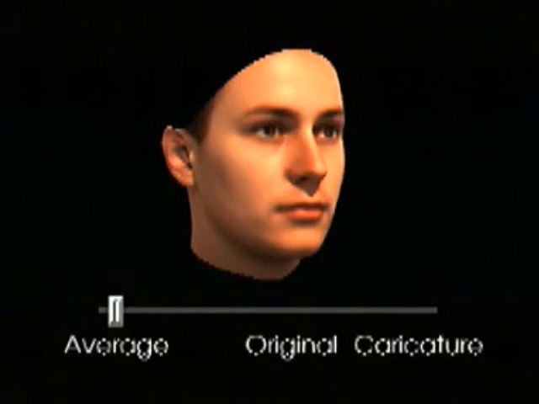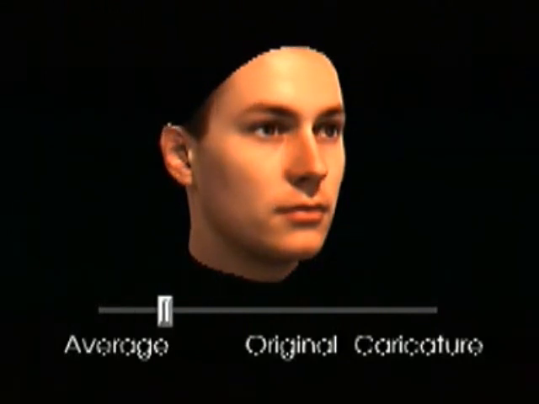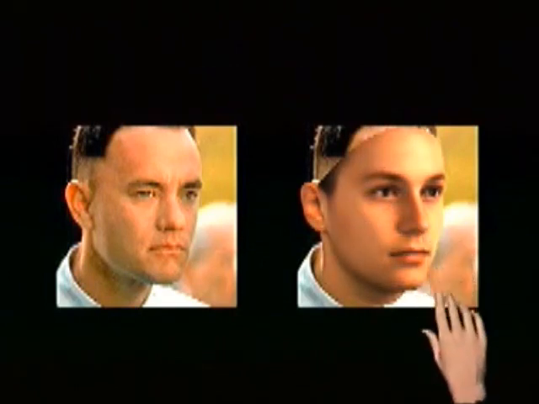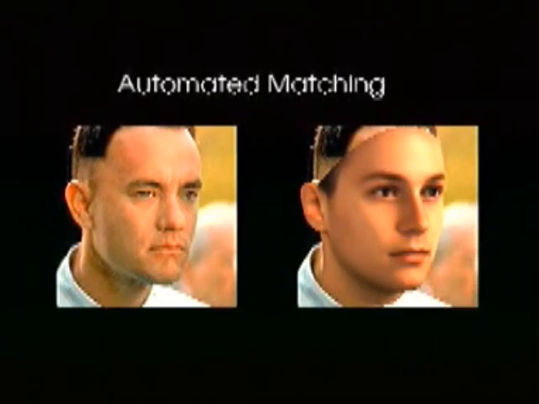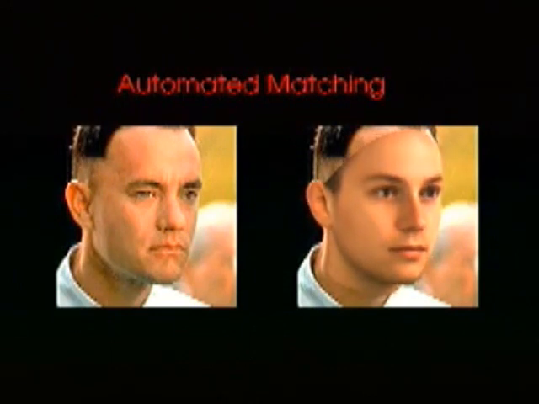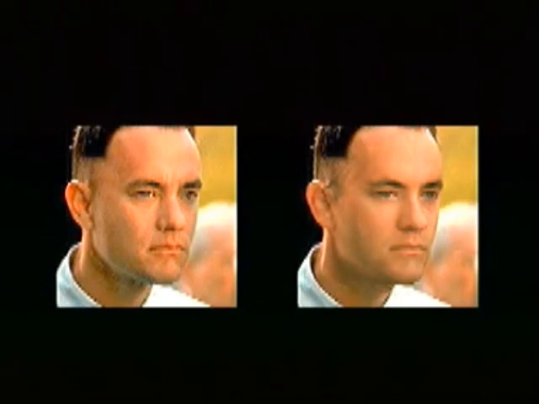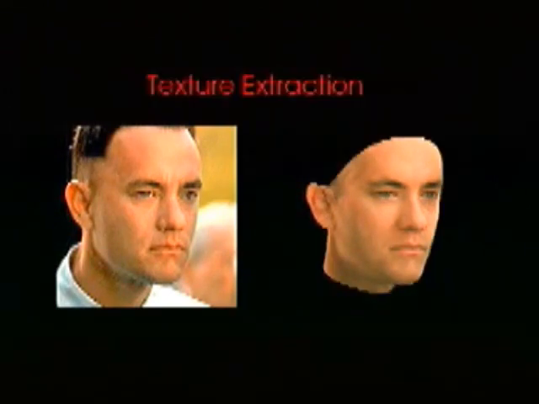Starting from the average face, individual original faces are caricatured. Then a fully automated algorithm finds the best reconstruction of the face within the morphable model. 3D shape and texture are optimized along with parameters such as size, orientation, and color contrast.